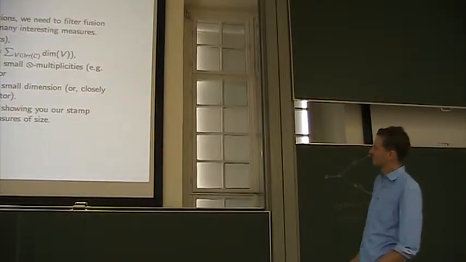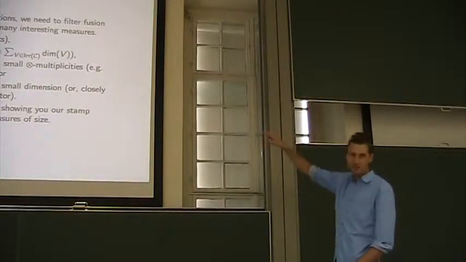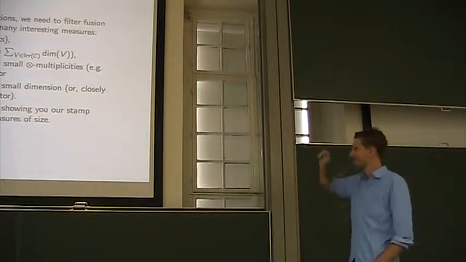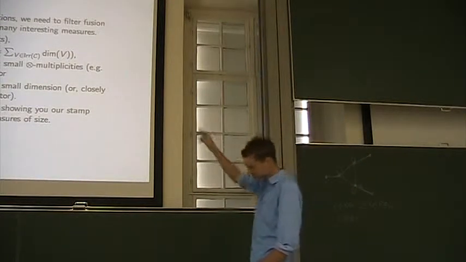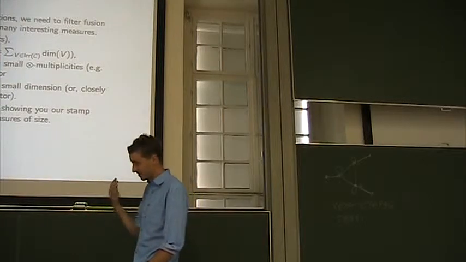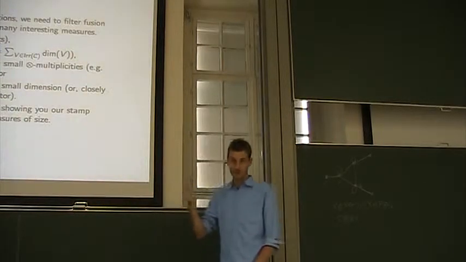That formula's wrong. It's the sum of the squares of the dimensions of the simple objects, not the sum of the dimensions. And so in the finite group case, the global dimension is just the size of the group.